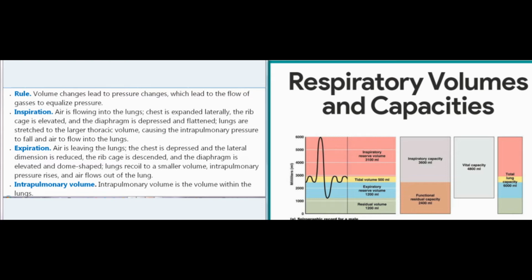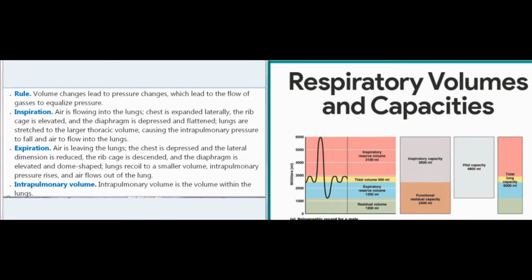Expiration. Air is leaving the lungs, the chest is depressed and the lateral dimension is reduced, the rib cage is descended, and the diaphragm is elevated and dome-shaped. Lungs recoil to a smaller volume, intrapulmonary pressure rises, and air flows out of the lung.